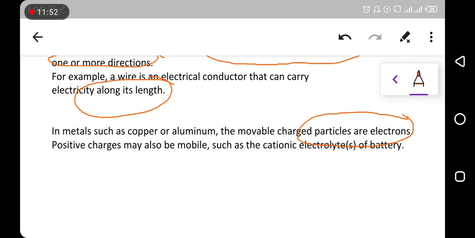Positive charges may also be mobile. Positive charge inawezekana nao zikawa mobile, zikawa zina move, such as cationic electrolytes. Kwa hiyo kumbuka knowledge ya electrolysis katika chemistry, tunaona kwamba cation nazo zina move, zile charge ambazo ni positive. Kwa hiyo inawezekana zikawa zinabeba umeme.